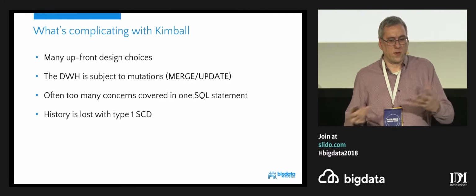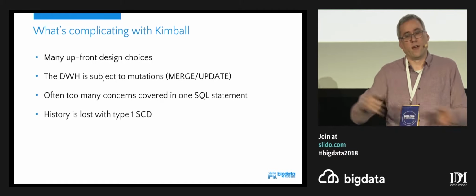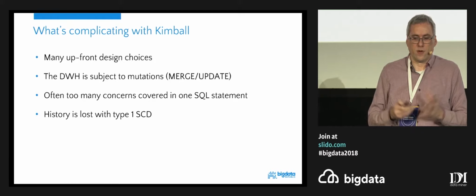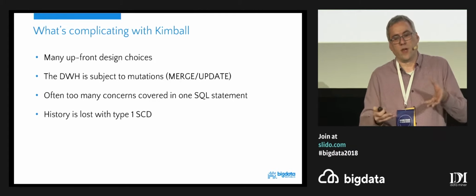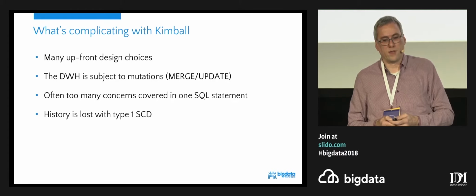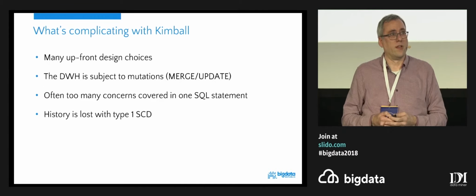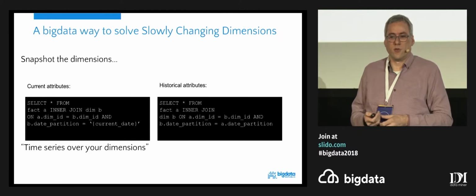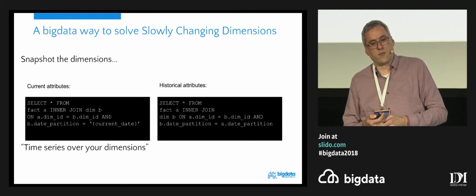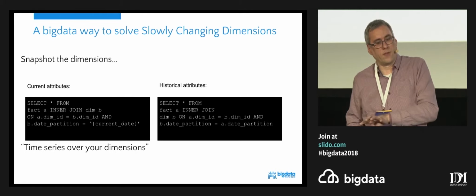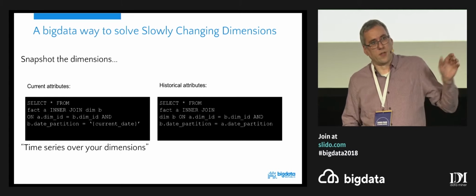And a lot of the concerns are covered in a single statement. When you have your staging data and you have your data warehouse, all of the complexities of combining your different sources and aligning your grains are done in one single statement. And with type 1 SCD, you lose your history, and maybe at some point you want that history back. So what was suggested by some people working at Airbnb, and what they are using, is that instead of choosing type 1, type 2, type 3 dimensions, since they are running this on big data, they simply snapshot all the dimensions on a daily basis.